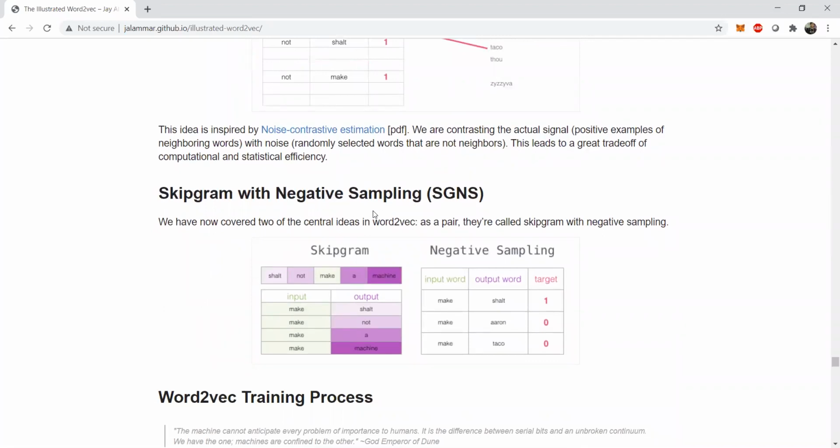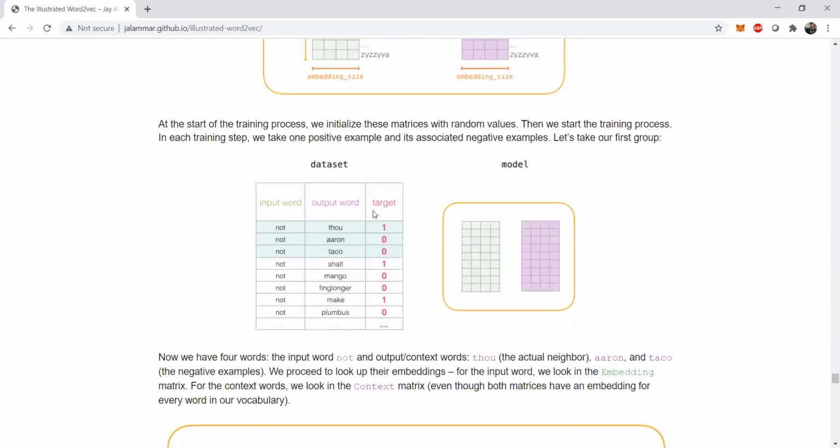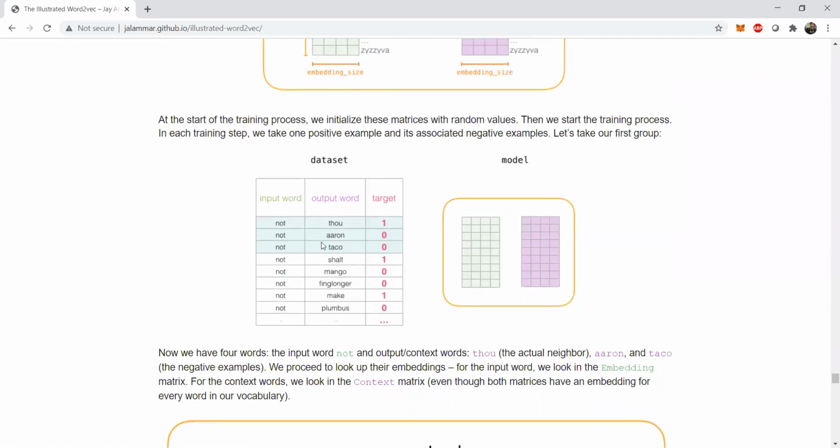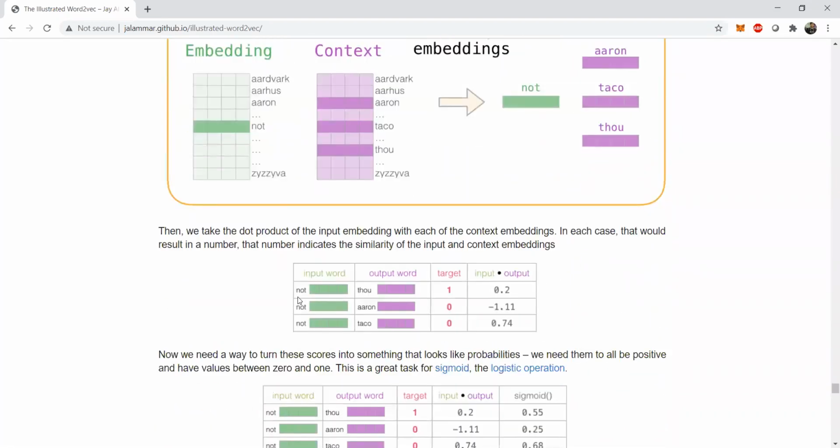And when we train this Word2vec model, we are using two different matrices, an embedding table and a context table. Both these tables are used for looking up, right? So if we see "not" and "thou", they have a target value of 1. "Not" and "Aaron" have a target value of 0. So that is a negative sample. First we take a word as the input word, and we say that the output word is "thou" from the context, and we have a target value of 1, because "thou" is there in the window.